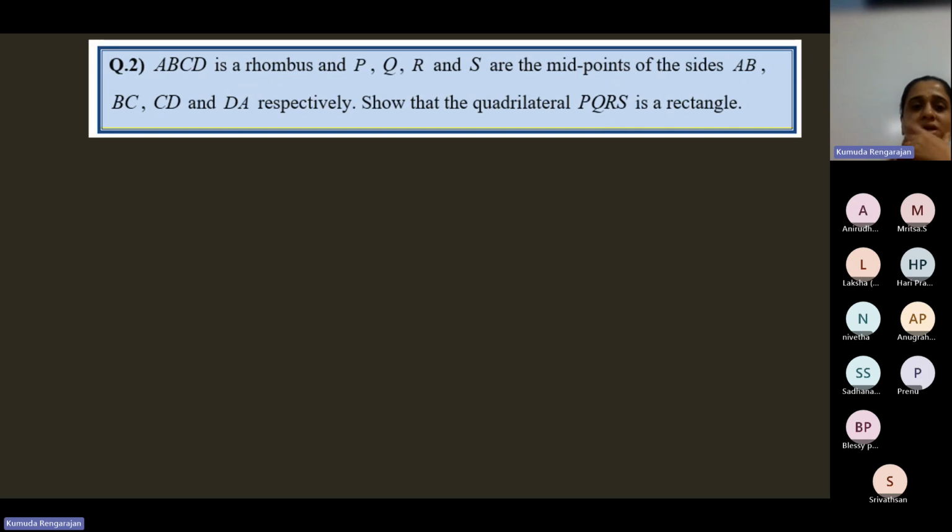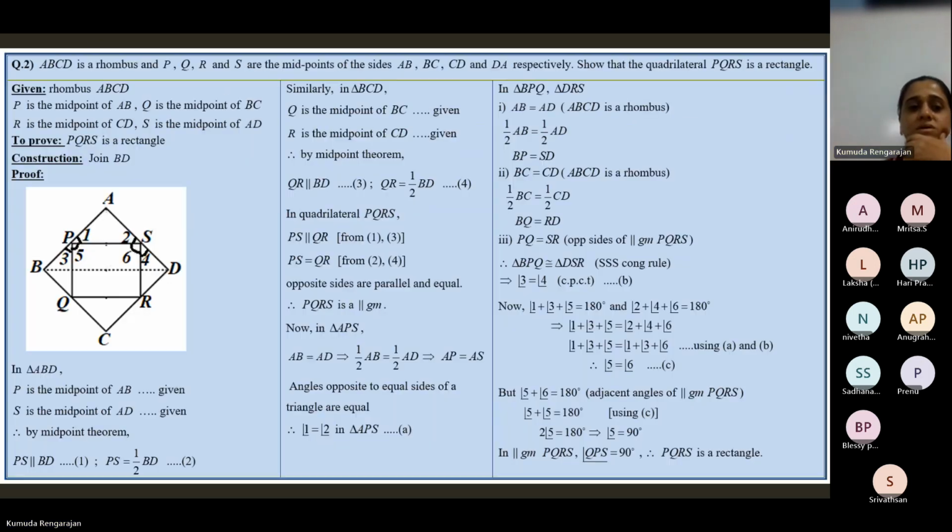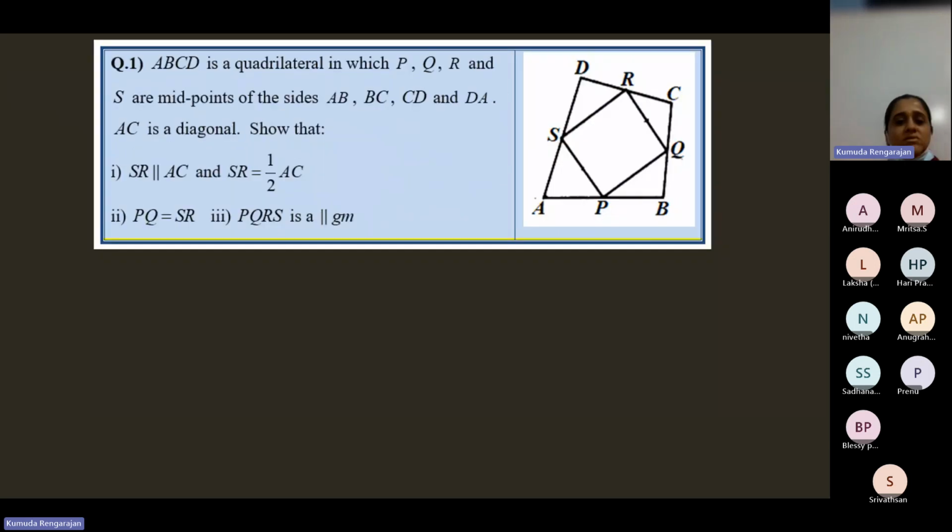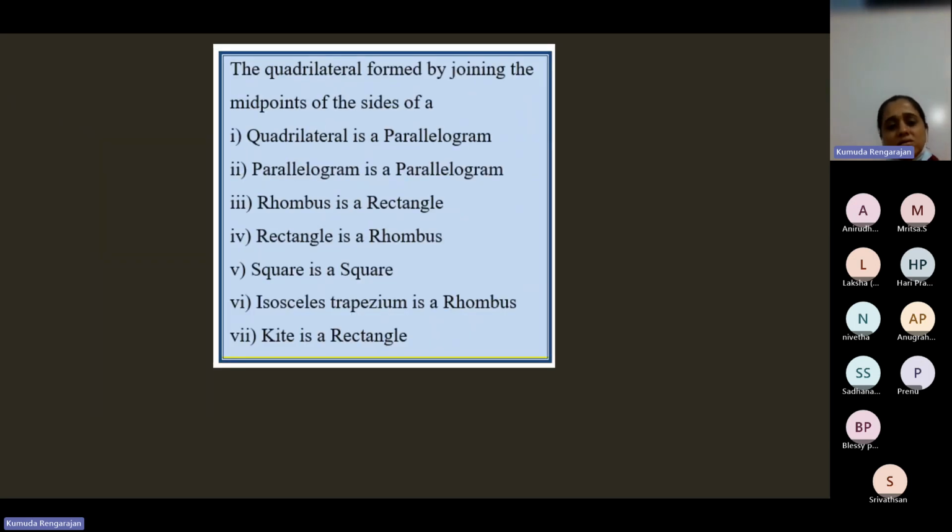Next one. When ABCD is a rhombus, the one which is got by joining the midpoints, PQRS is a rectangle. So in exercise 8.2, we have proved some of these results. This one is the first one. Rhombus, rectangle; rectangle, rhombus is proved. Yeah, only these.